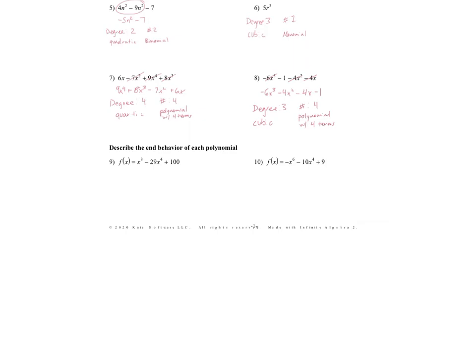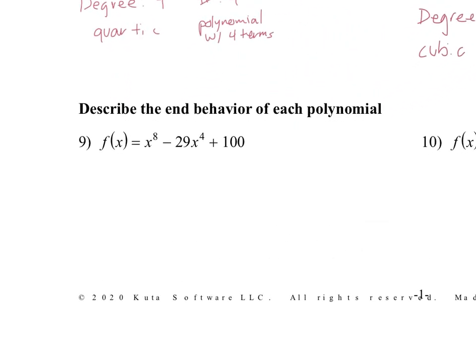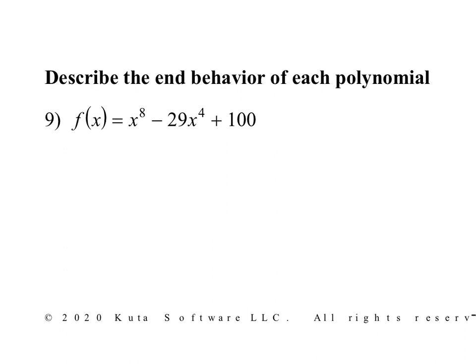Okay, let's go to number 9. Describe the end behavior of each polynomial. So which term are we going to look at to describe the end behavior? X to the 8. We're always looking at the biggest term. So here, our biggest x term is x to the 8. 8 is the biggest x term we have, so that's what we look at. We can ignore the rest of it.